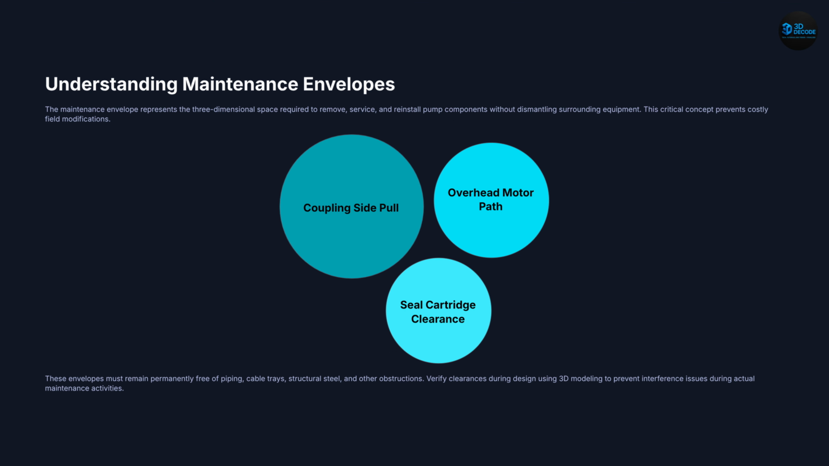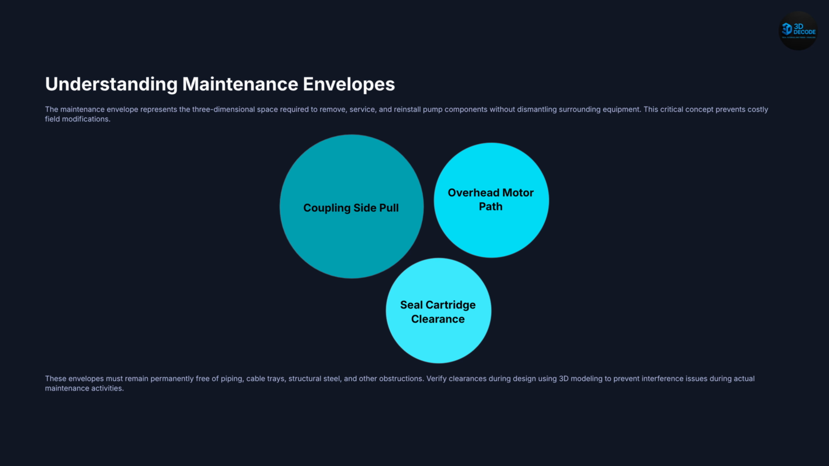Next, understanding maintenance envelopes. Now we reach one of the most important concepts in package engineering, maintenance envelopes. And honestly, this single concept completely changes how you see industrial layouts. A maintenance envelope is the invisible 3D space required to remove and service equipment safely. Think about that carefully. The equipment itself is not the only thing occupying space. Maintenance activities also require space.